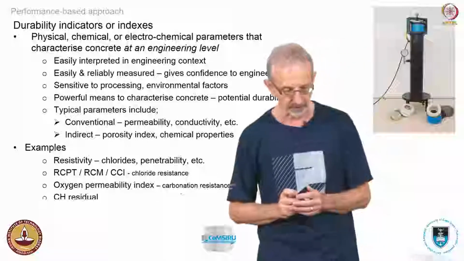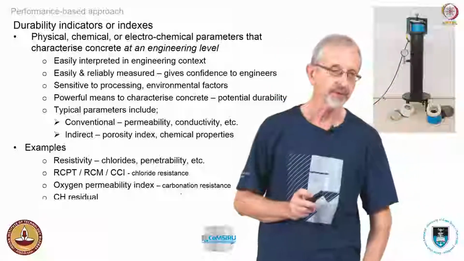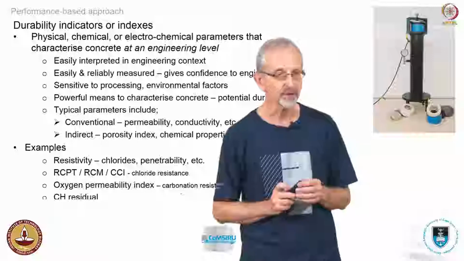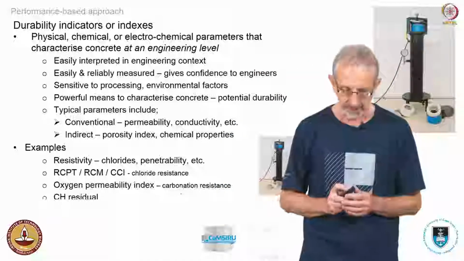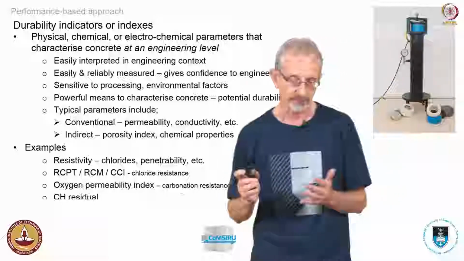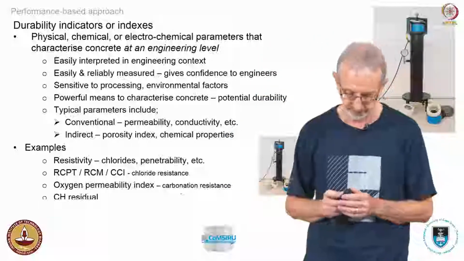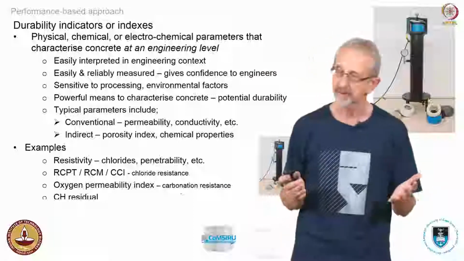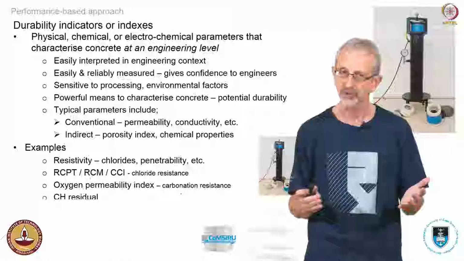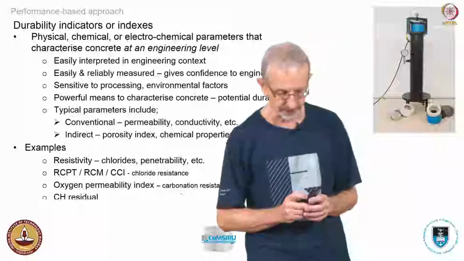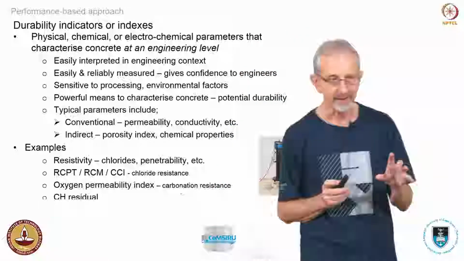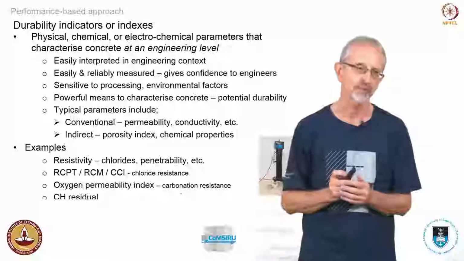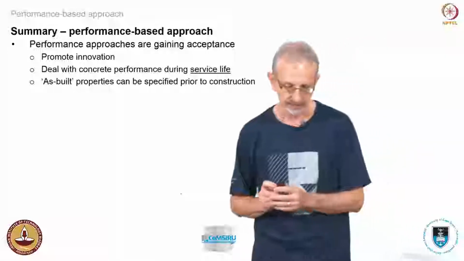The typical parameters may be things like permeability, conductivity, indirectly maybe a porosity index or maybe some kind of chemical property. And the examples are given here. Resistivity is one that we often use now. We have different kinds of chloride penetrability or chloride resistance tests, RCPT and so on. We have the oxygen permeability test, which is a very good indicator of carbonation resistance. And we might have things like calcium hydroxide residual, which will also influence things like carbonation. So there are a bunch of these things, but we haven't quite learned yet how to integrate them fully into performance approaches. That's a challenge that still remains.